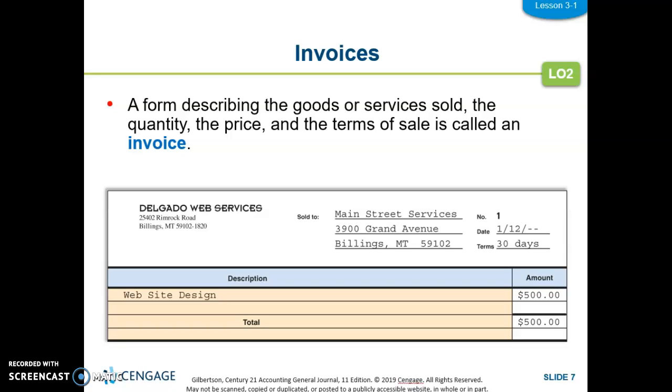All of these source documents can be critically important in tracking down errors. Businesses file their source documents so they can be referred to if it's necessary to verify information entered into their journals.